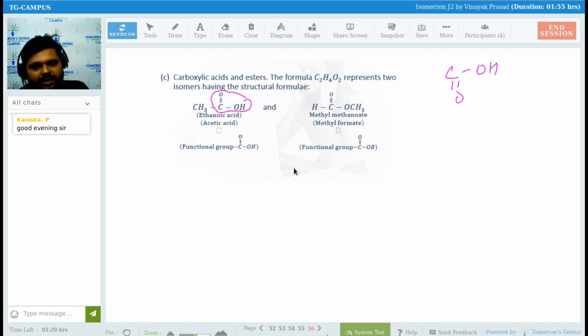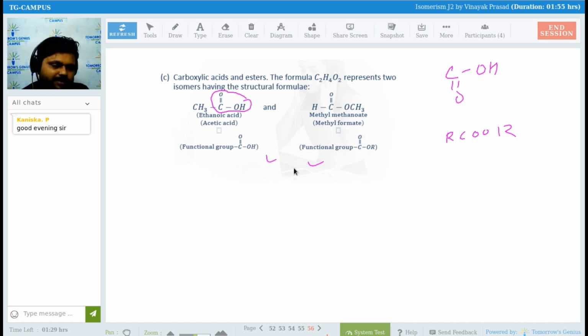And ester is what? That is RCOOR. Is it okay? So see here, the molecular formula remains same, but the functional group is changing. Here this is what? Carboxylic acid. Here this is what? Ester. So the two different functional groups are there, but the formula remains same.